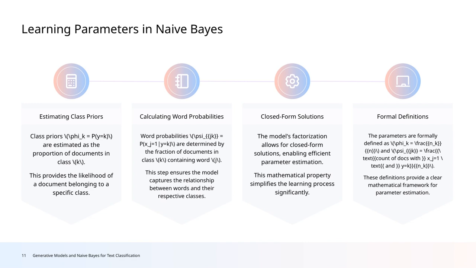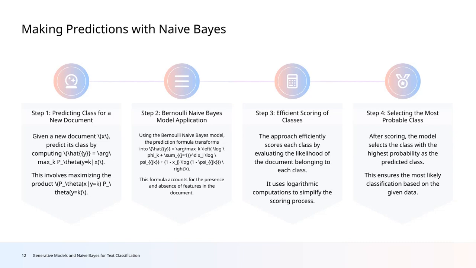Altogether, these parameter estimations form the backbone of the naive Bayes model, enabling us to make predictions based on the patterns in our data efficiently and effectively. Now, let's look at how we actually make predictions with naive Bayes. After we score each class, the model then selects the class with the highest probability as the predicted class. This step is crucial because it ensures we're choosing the most likely classification based on the data we've analyzed.